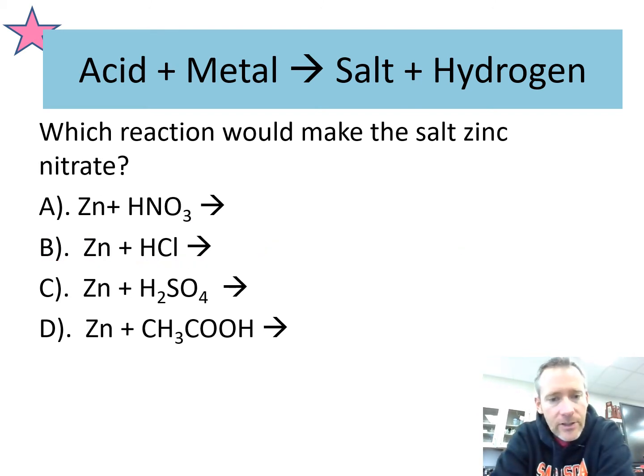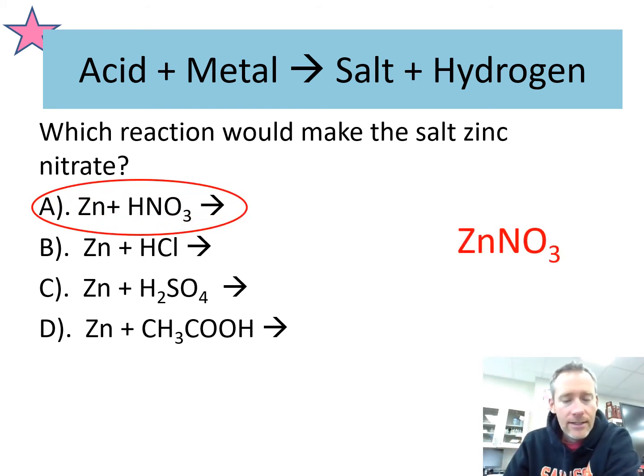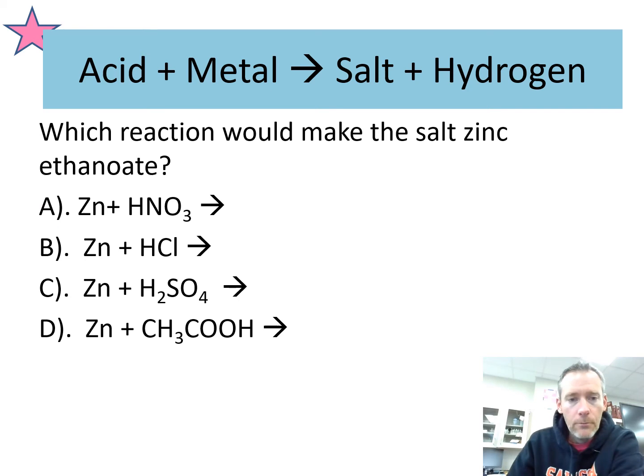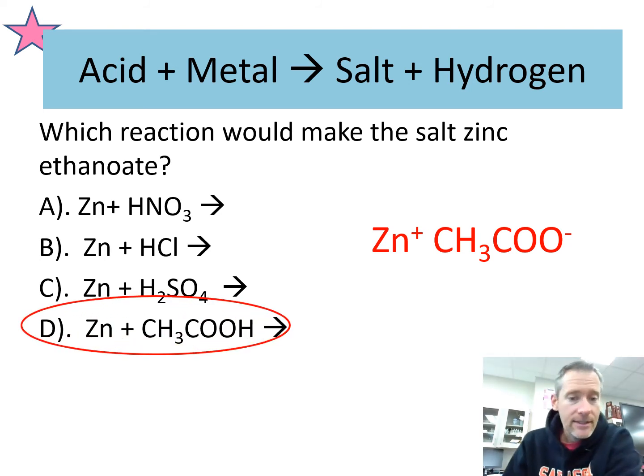And zinc nitrate. So nitrate, you have to look for NO3, and you need to look for letter A to be the correct answer. Boom. And ethanoate, which is acetate. CH3COO or CH3CO2 is the acetate ion, and that will be letter D, CH3COOH.